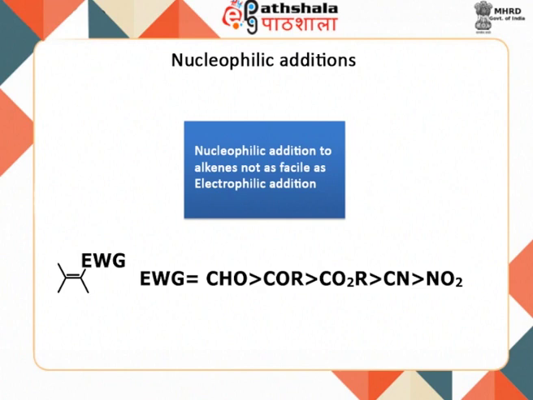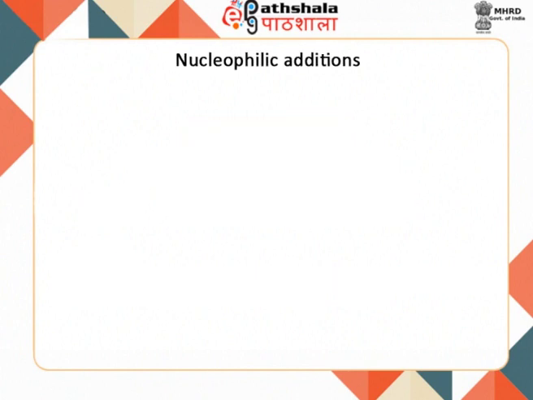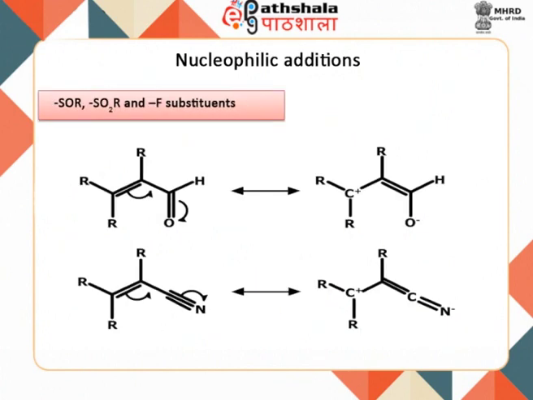However, if the carbon-carbon double bond is activated by the presence of electron-withdrawing groups, represented by EWG here, this leads to polarization of the double bond, making it electrophilic and susceptible to nucleophilic attack. Common electron-withdrawing groups and their order of effectiveness in making alkenes prone to nucleophilic addition are shown here. Similar effects are observed with SOR, SO2R, and fluoride substituents, and these groups act by reducing the pi electron density at the alkene carbon, either by inductive effect or by mesomeric effect. This reduced electron density helps the approach of the nucleophile.